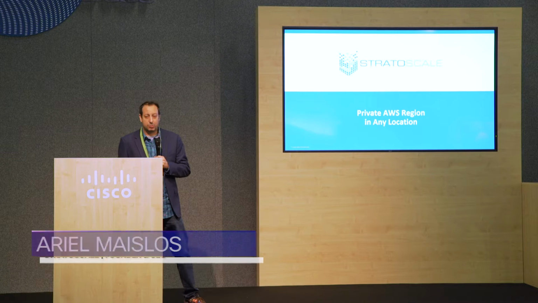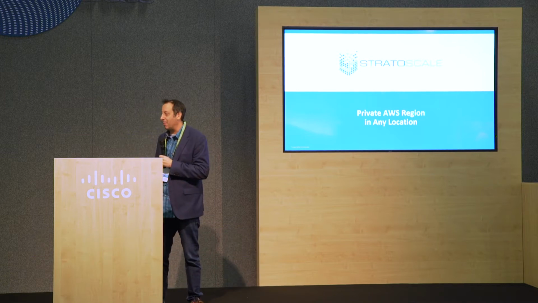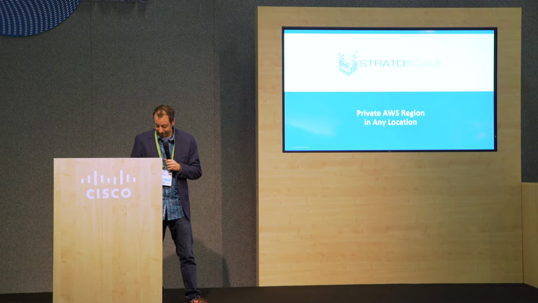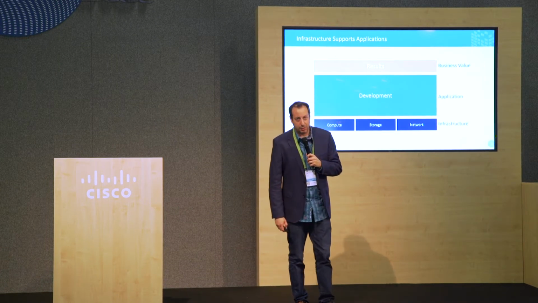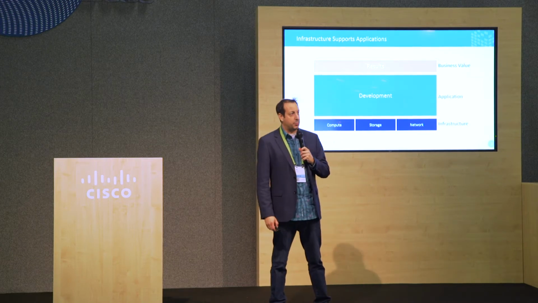I'm going to talk with you a little bit about setting up an Amazon region in any data center. So when we're looking at infrastructure today, the traditional approach has been layering core capabilities in storage, compute, and networking, and then deploying an application on top of it. Business value is most often derived from the application, not directly from infrastructure. And the role of infrastructure is to support this application and make sure that it can provide that business value.